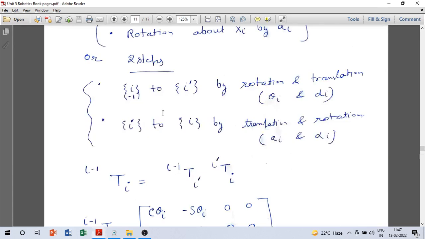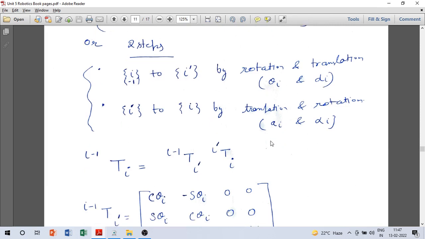That is one step. And then in going from I dash to I, you have again a translation and rotation of ai and alpha I. So you can think of it as 2 steps. And we can write those transformation, those mapping matrices. One will be I minus 1 T I dash, and the other will be from I dash to I.